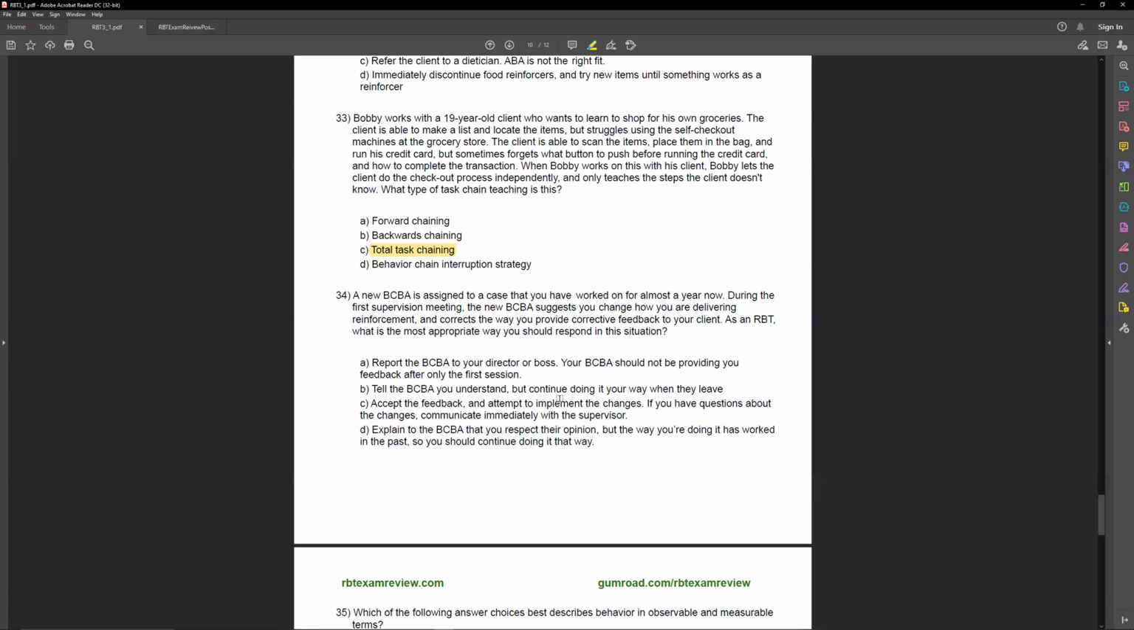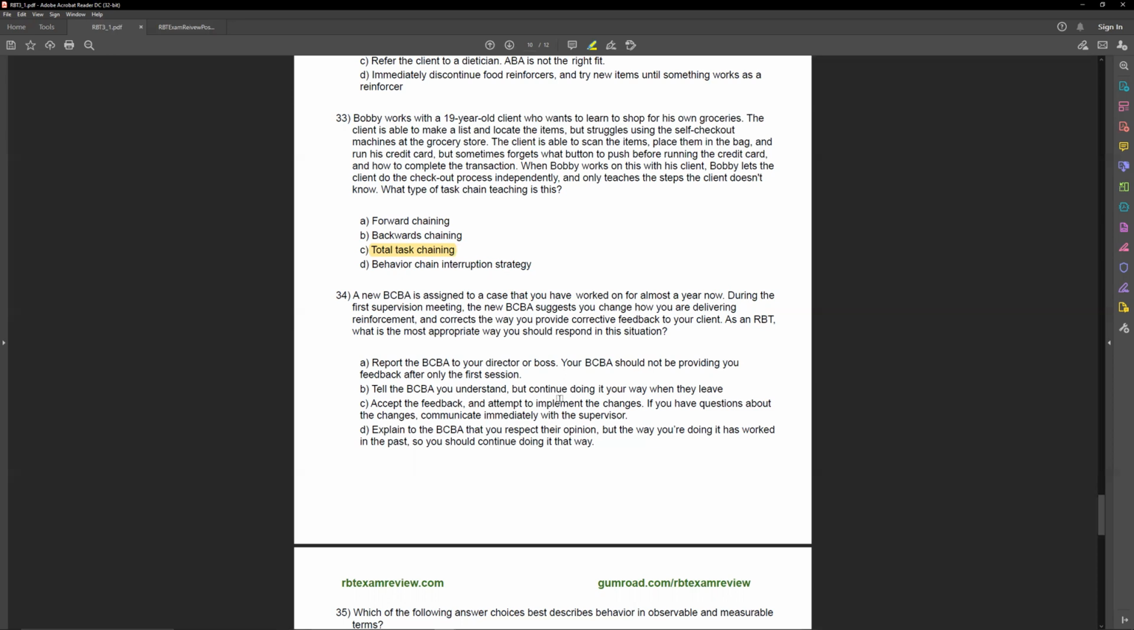A is wrong. B, tell the BCBA you understand, but continue doing it your way when they leave. This is the worst case scenario where you're pretending like you're implementing these changes, but you're really not. That's going to lead to inconsistencies, poor treatment, and confusion. You should never say, yes, I understand, and then continue doing it the other way. That's not proper communication. B is wrong.